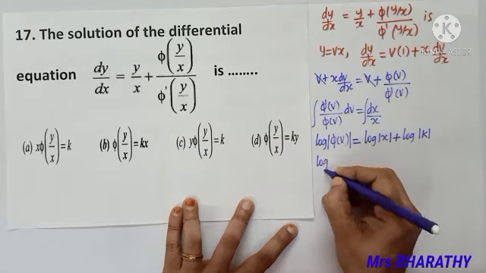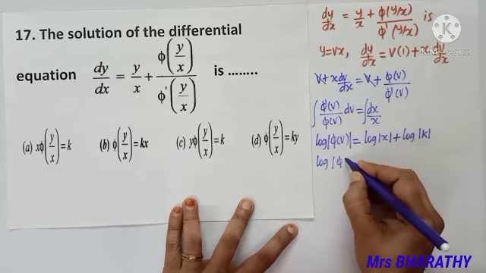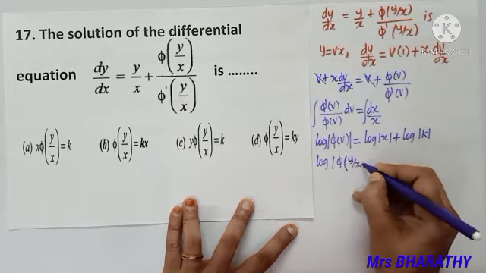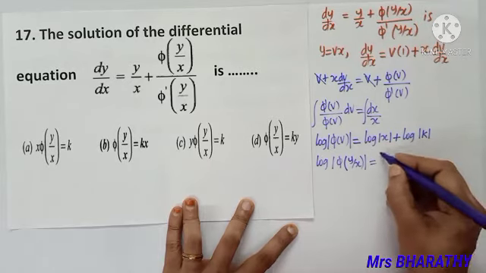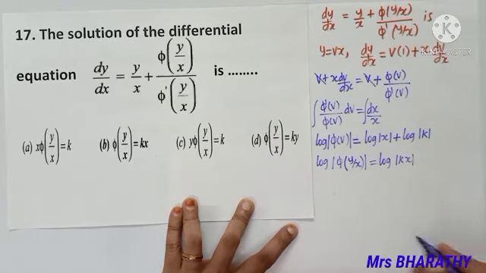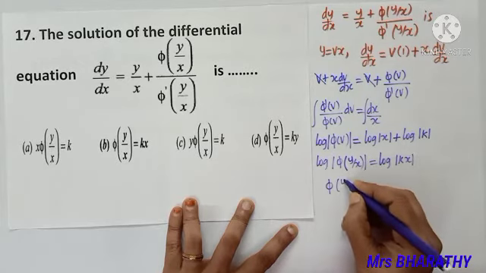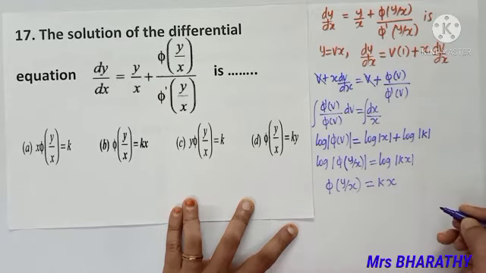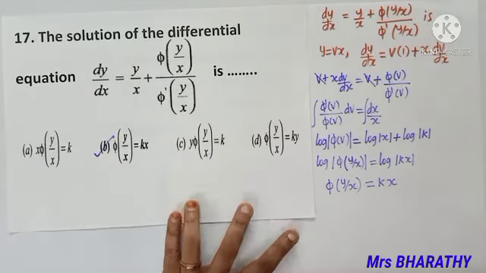We have completed the integration. Wherever v comes, I can write y by x. RHS, there is a plus symbol in logarithm which tells us to multiply. It is k into x. Raising to e power, log gets cancelled. We are just left with phi of y by x is k into x. Out of all, option B is the right choice.